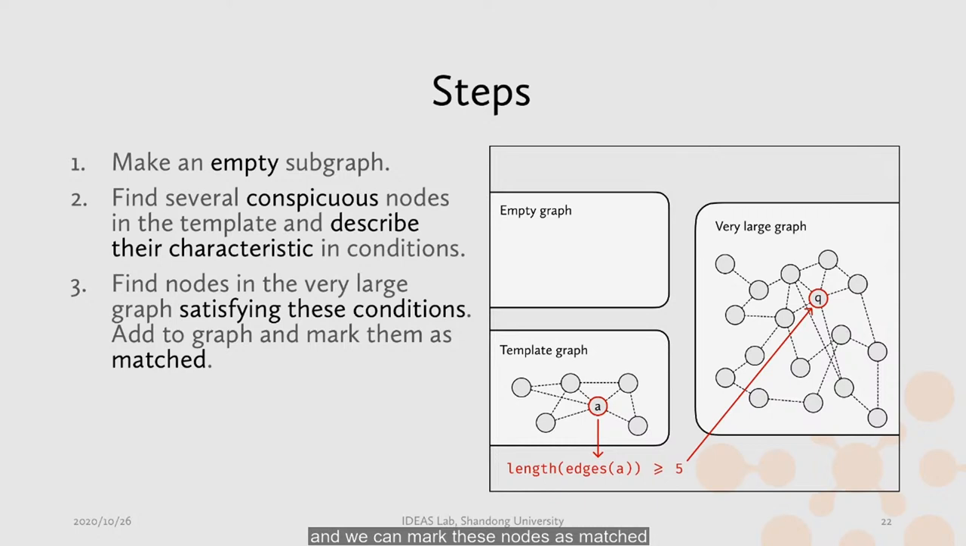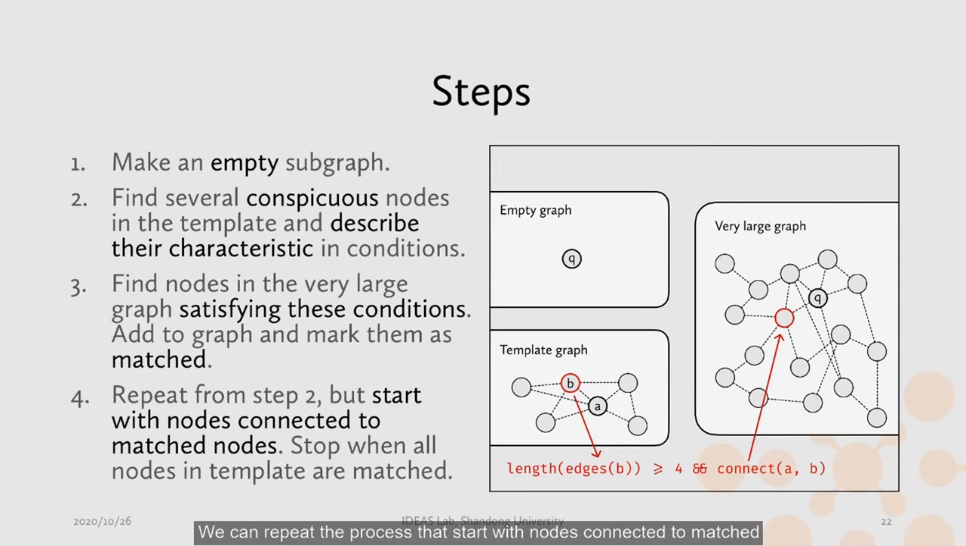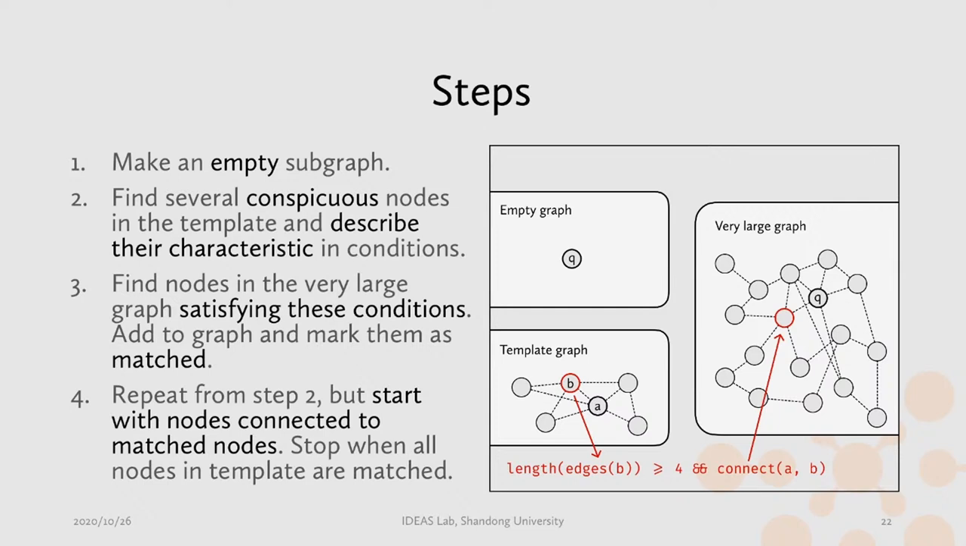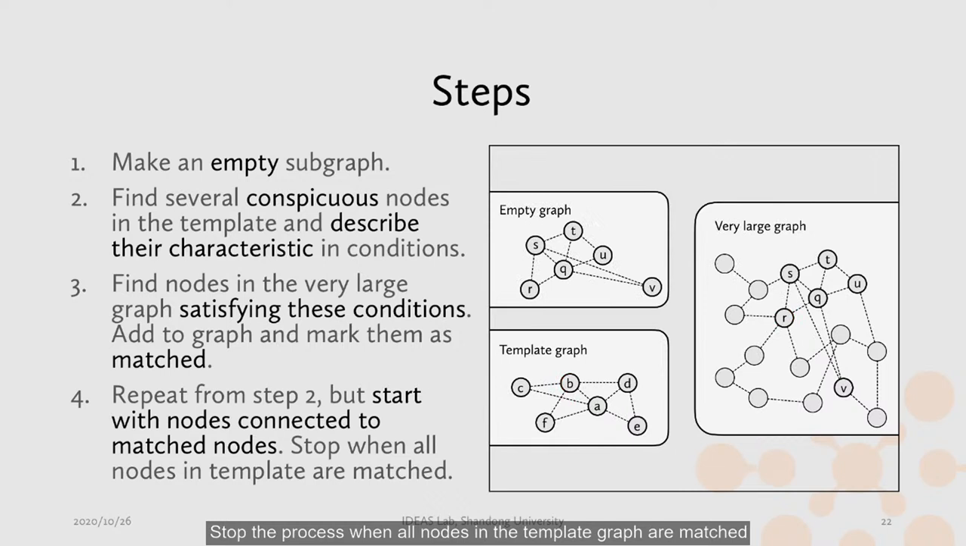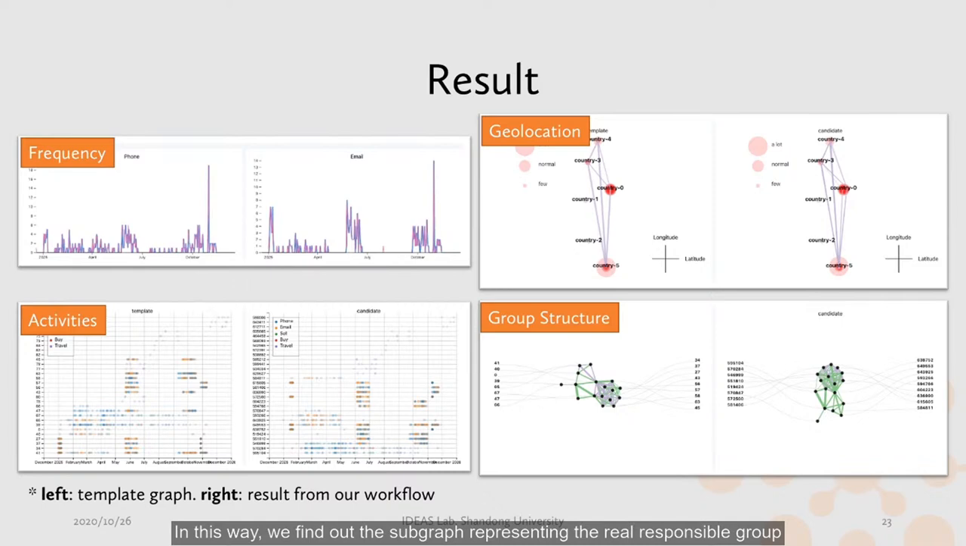Then, we can repeat the process, but start with nodes connected to matched nodes. Stop the process when all nodes in the template graph are matched. Gradually, we can construct a subgraph that resembles the template graph most. In this way, we find out the subgraph representing the real responsible group.